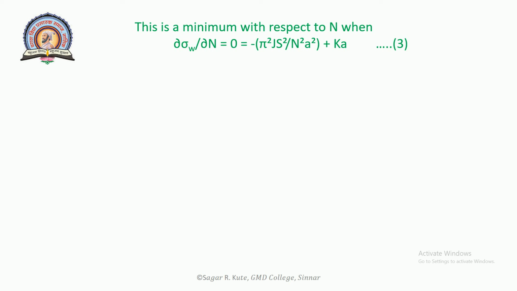This is minimum with respect to n when delta sigma W upon delta n is equal to 0, that is equal to minus bracket pi square J S square upon n square a square plus K a. This will be equation number 3. Or n is equal to bracket pi square J S square upon K a cube bracket raised to 1/2. For order of magnitude, n is nearly equal to 300 in iron.